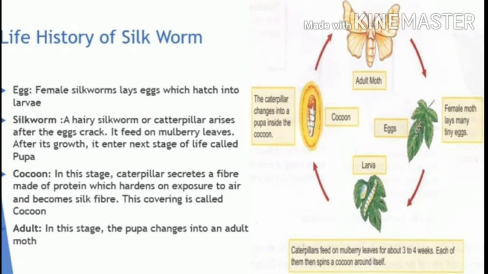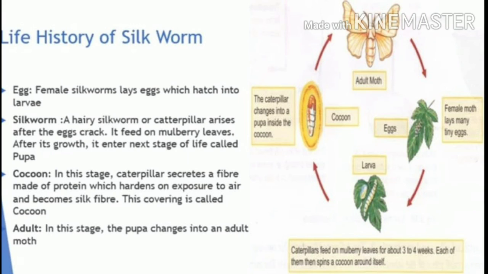And this larva is followed by the next stage, pupa, and in this stage the pupa releases a protein which hardens on exposure to air and becomes silk fiber, and this covering is called cocoon. And when this pupa matures, it converts into an adult silk moth, and this hardened part, which is known as cocoon, is used as silk fiber.